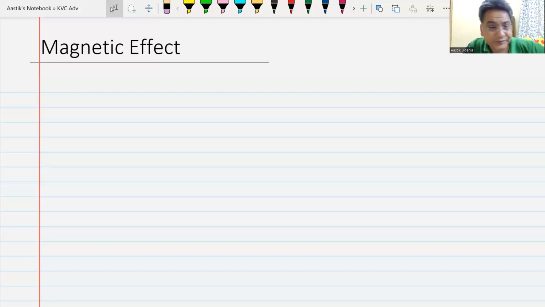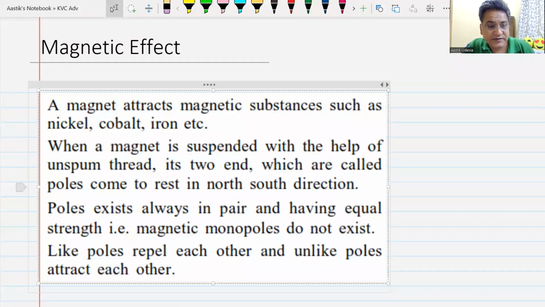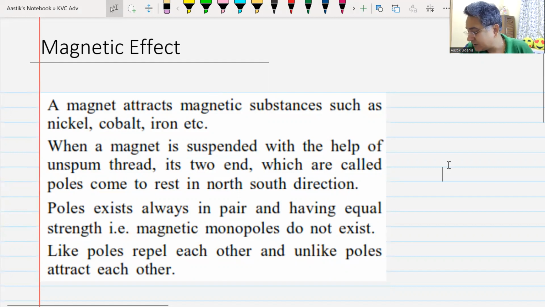A magnet attracts magnetic substances. Magnetic substance like iron, cobalt, nickel. When a magnet is freely suspended from a ceiling with a thread, it will always rest in the north-south direction. A magnet has two poles, north and the south. Like poles repel each other, and unlike poles attract each other. I hope we know these things about a magnet.